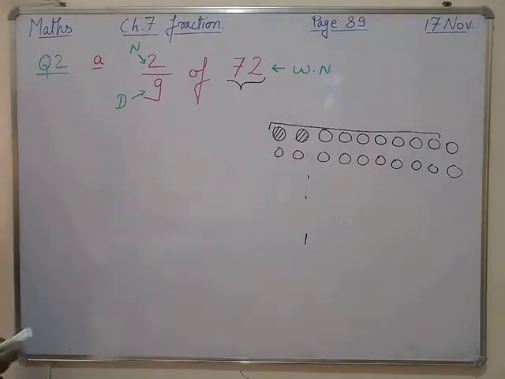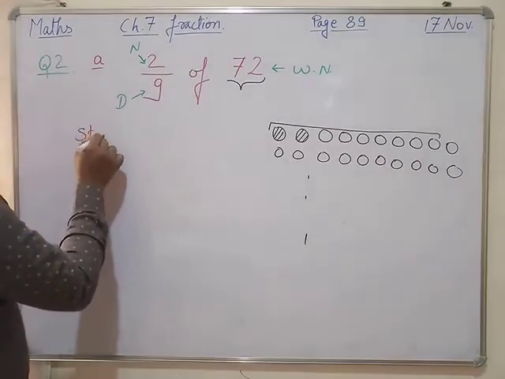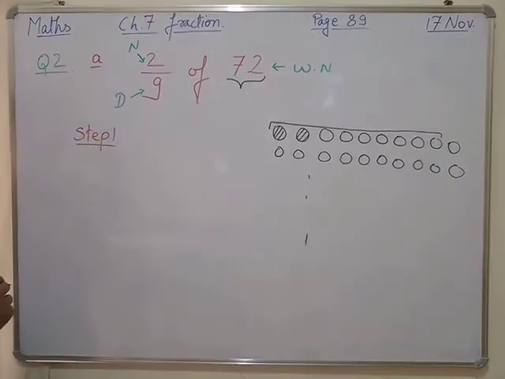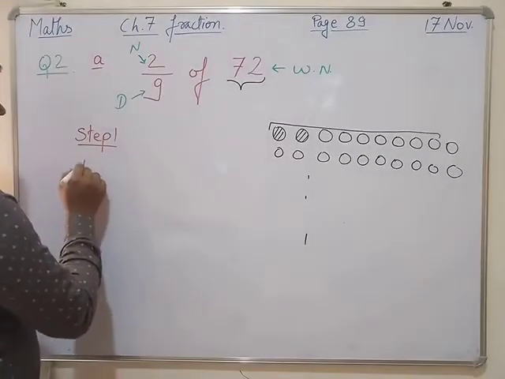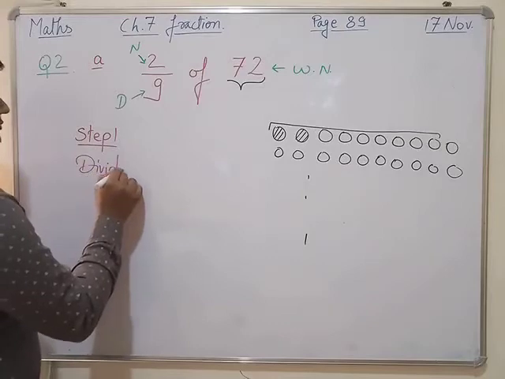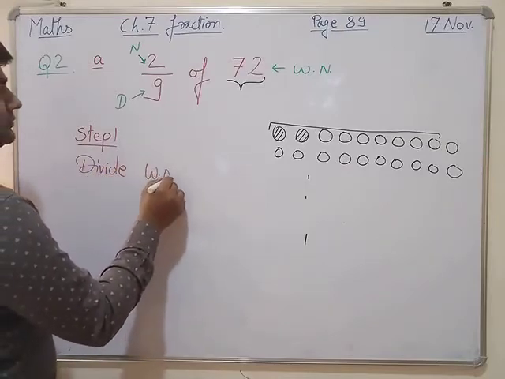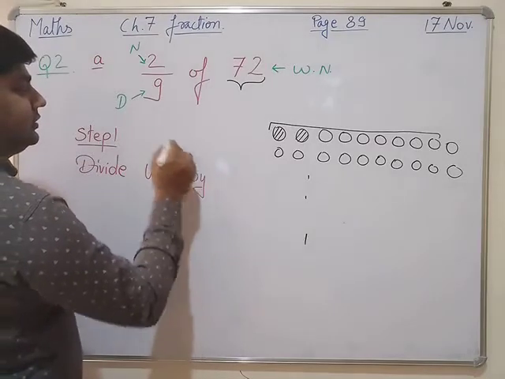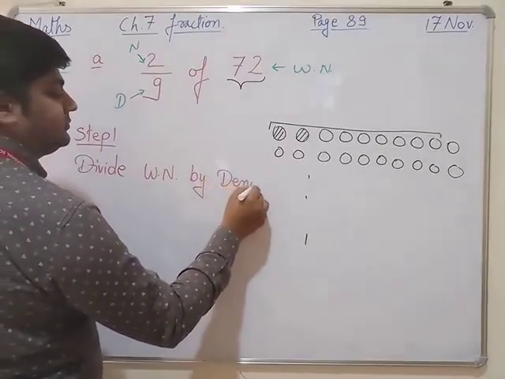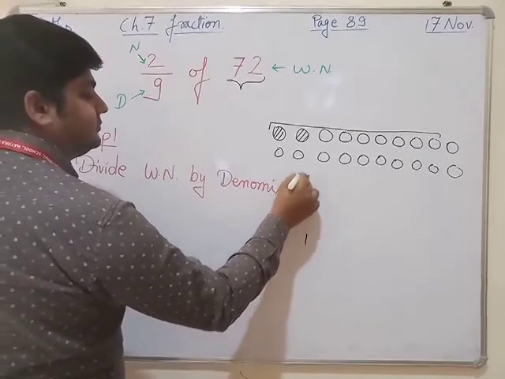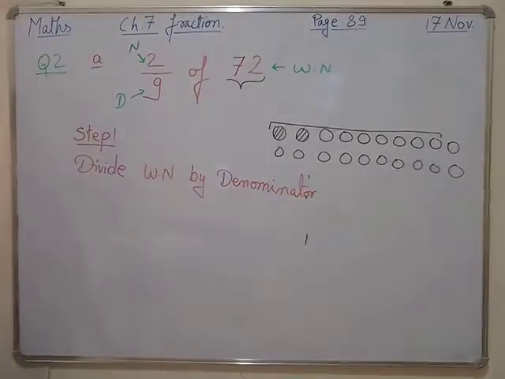So how will you find how many balls you have taken? So what will we do? Look, step 1 is: divide the whole number by the denominator. Divide the whole number by the denominator.